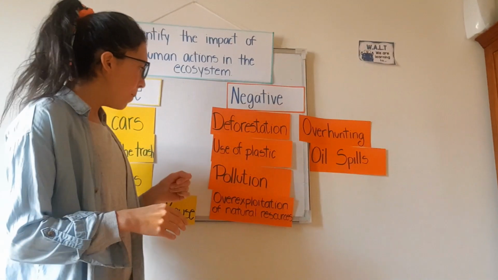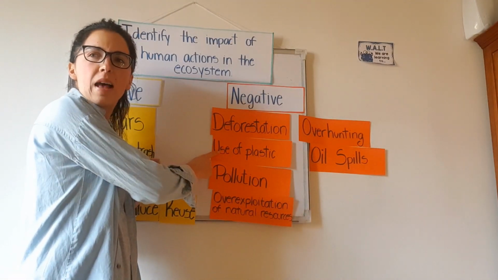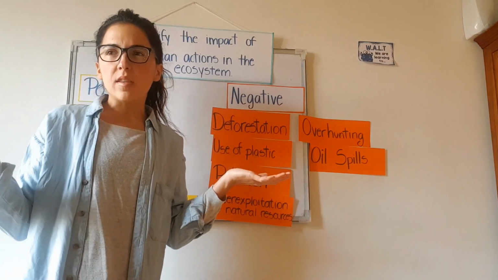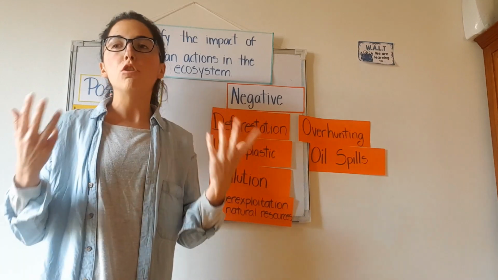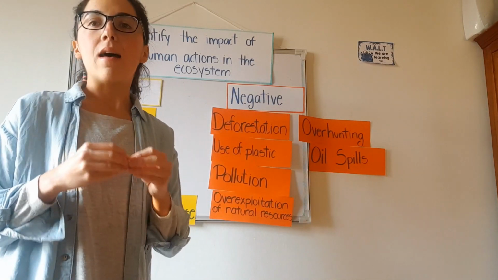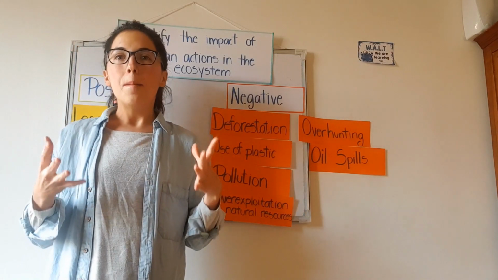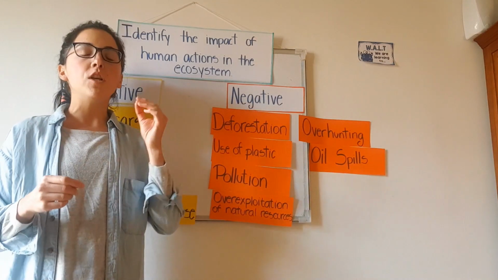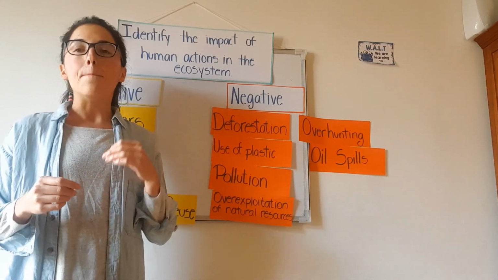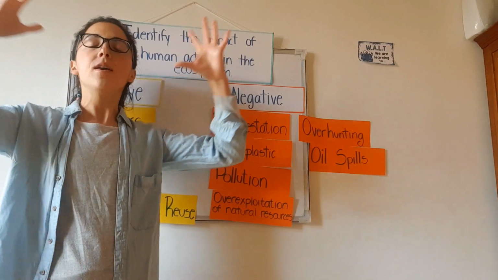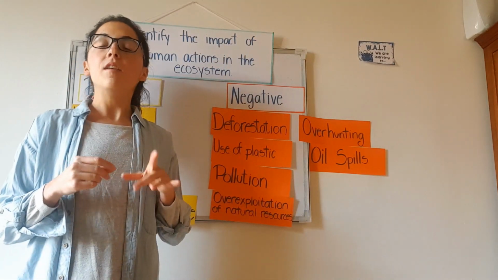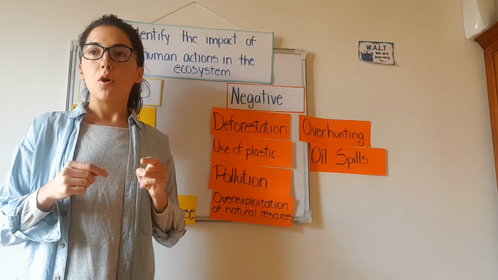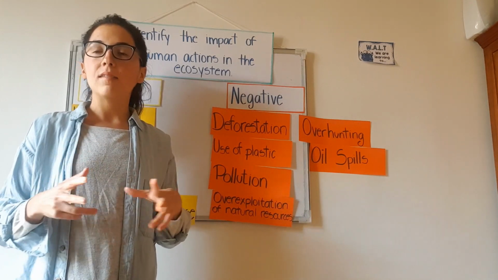And what about the use of plastic? Why could this action have a negative impact? Well, as we all know, plastic things last for a long time. Plastic can be very useful for people, but it's one of the biggest problems for the environment. This is because most plastics last forever.